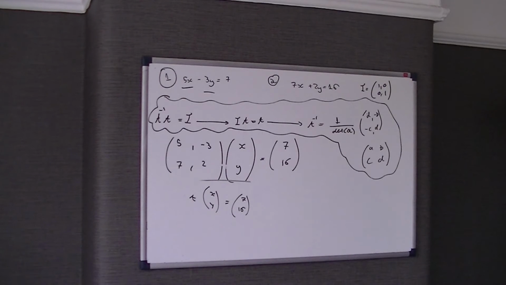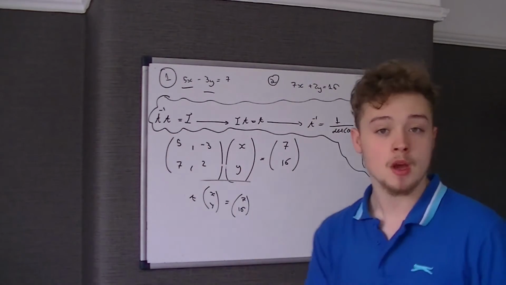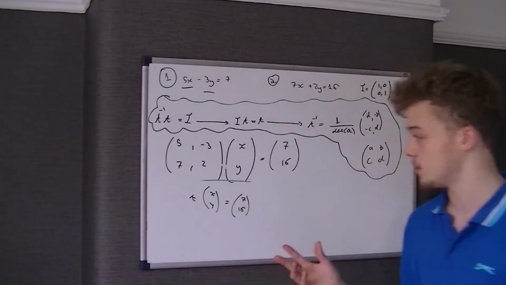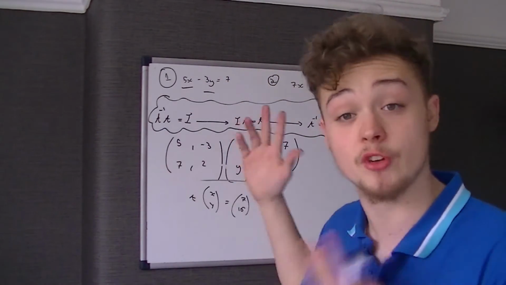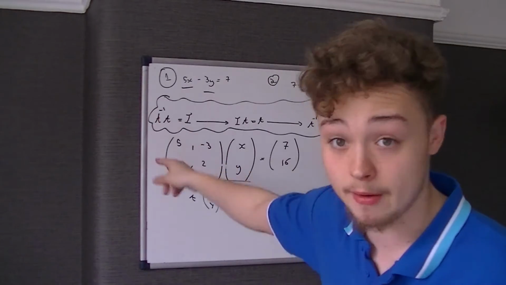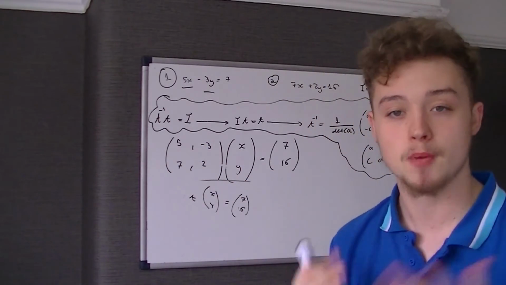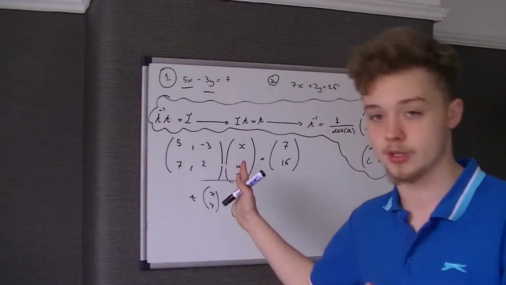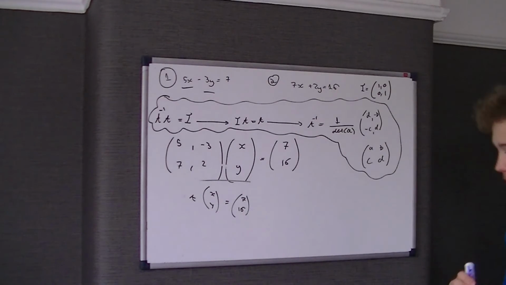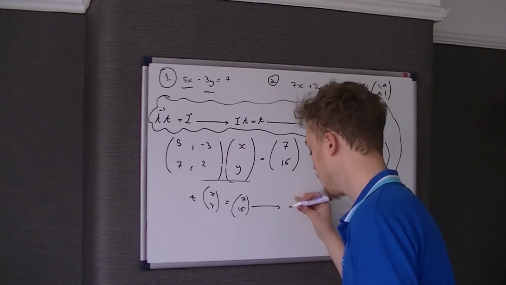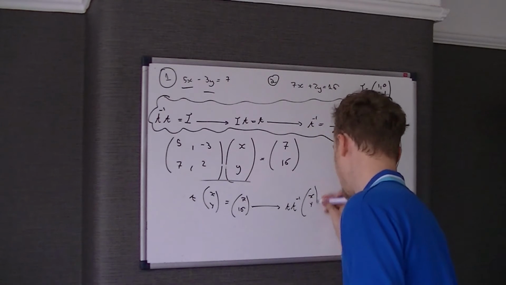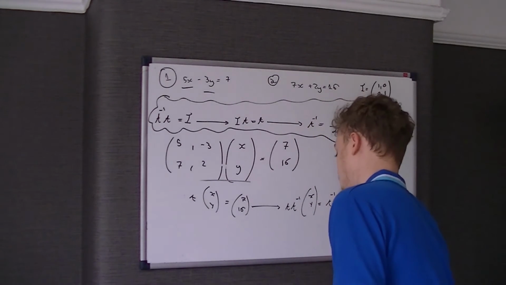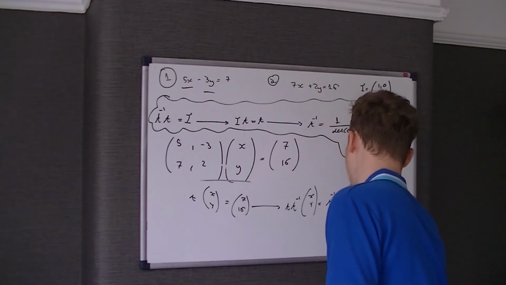So if we multiply both sides by the inverse matrix of A, we don't know what the inverse is, but you could prove it does have an inverse matrix because the determinant of this matrix over here is not equal to 0. I'm hoping you just take it that there is an inverse. So we multiply both sides by the inverse matrix of A. What we get is the inverse matrix of A times A times xy is equal to the inverse matrix of A times 7, 16.